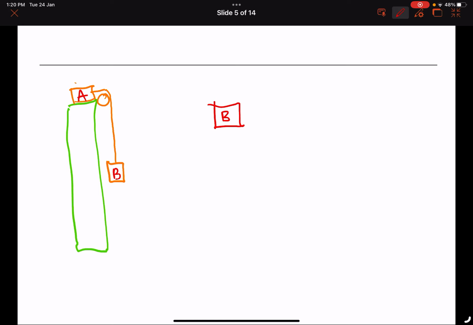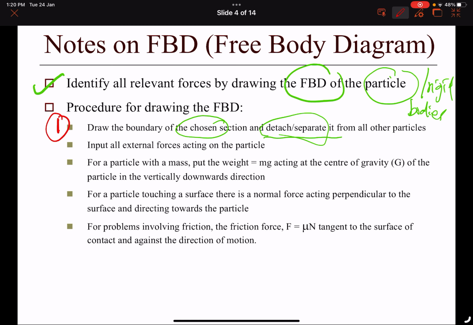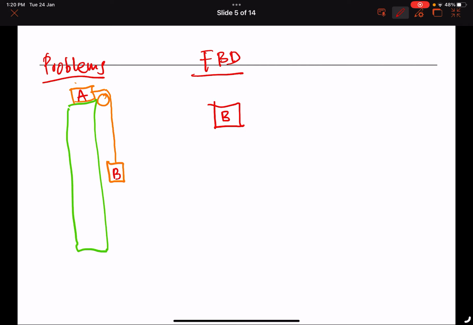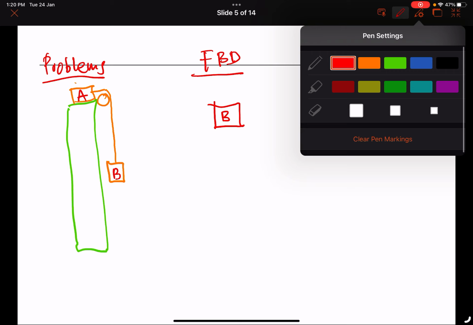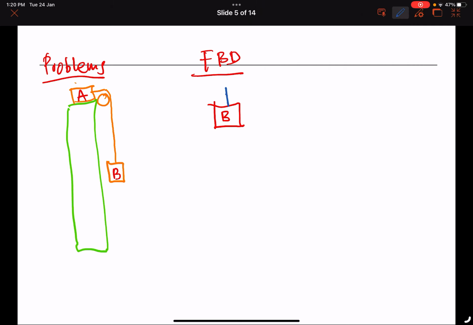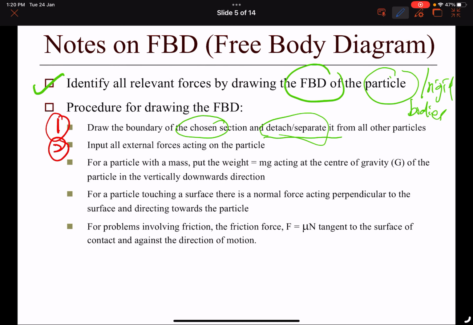So this one is the problem. This is the FBD. So number two, import all external forces acting on the particles or rigid body. So the external forces are coming from the tension. I change the color. Okay, tension. For example, I put T. So this is the external force.